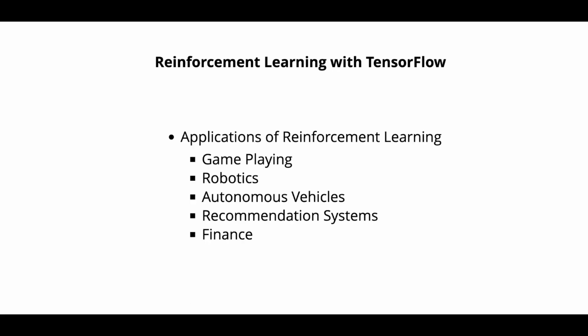Where is it used? So first one is game playing, where RL has achieved remarkable success in playing games like Go, chess, and video games. Next is robotics, where RL is used to train robots to perform complex tasks like manipulation, locomotion, and navigation. Next is everybody's favorite, autonomous vehicles, where RL techniques are applied in developing autonomous vehicles for decision making and control.